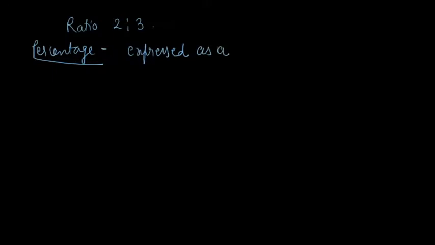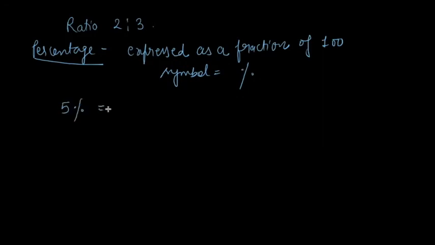If I take one more example, suppose the ratio given is 2 is to 3, and I want to calculate the percentage of it. Before we do that, let's understand what is percentage first. That was the other term, ratio and percentage. Percentages are again ratios expressed as a fraction of 100, right? And the symbol of percentage we know, it is like this. So if I write 5%, it means 5 upon 100. As I said, it is expressed as a fraction of 100. If I say 7%, that means 7 by 100, right?